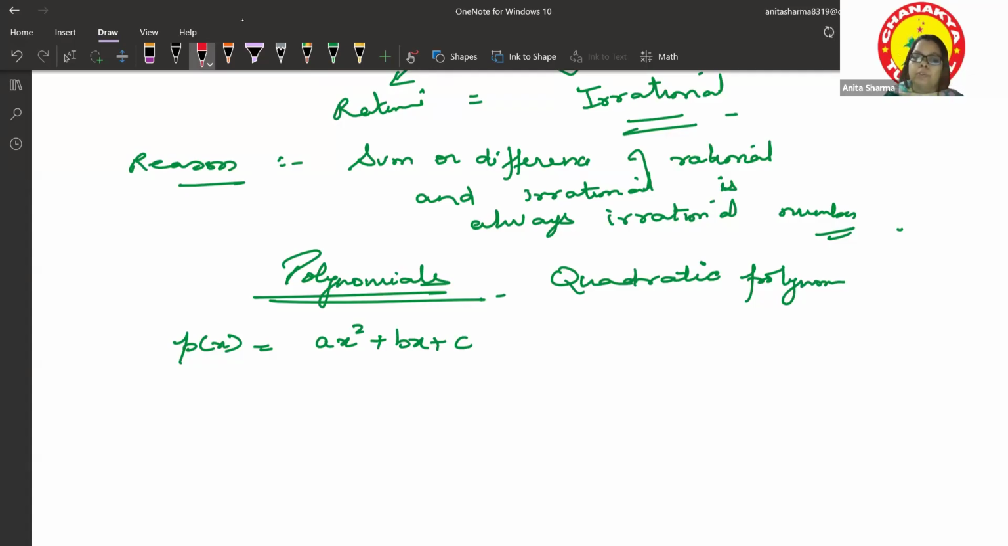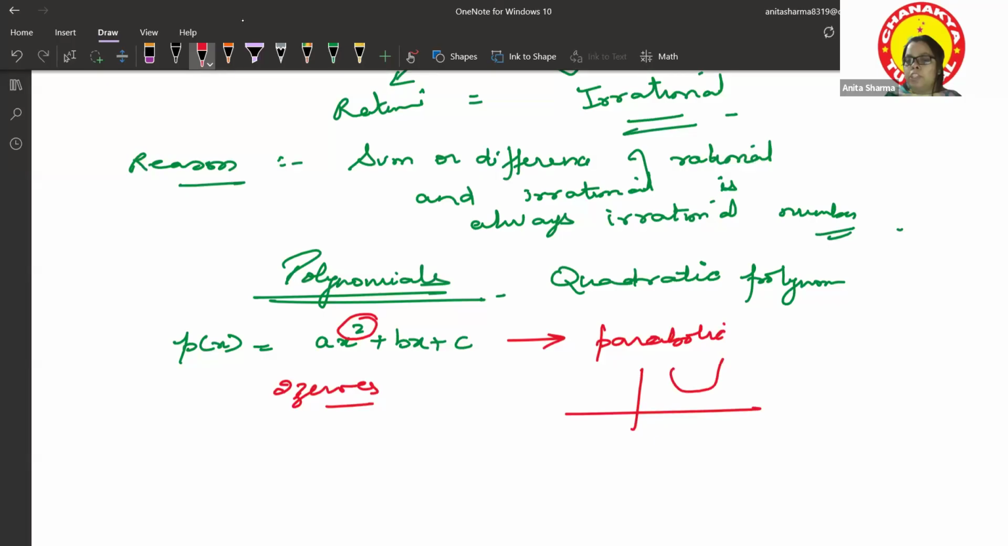Here, it has highest power 2, therefore it has 2 zeros. And the graphical representation of this will be parabolic. It will be like this shape, this shape, this shape, or this shape. Clear, beta? So 2 zeros will be there for the quadratic. For linear, 1 zero will be there. For cubic, 3 zeros are there.